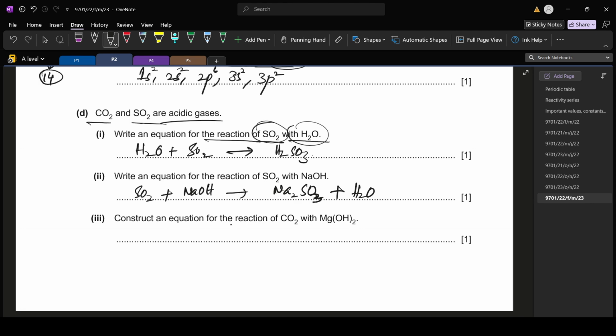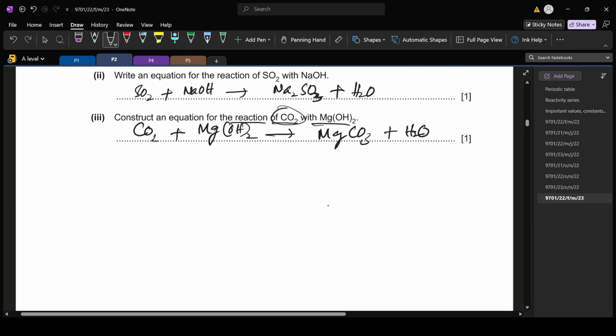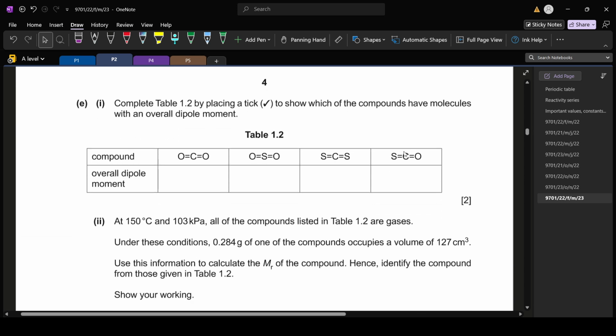Now construct an equation for the reaction of carbon dioxide with magnesium hydroxide. So it forms magnesium carbonate, with magnesium hydroxide. Okay. So it will form magnesium carbonate plus water. Okay. Now moving towards next part E.